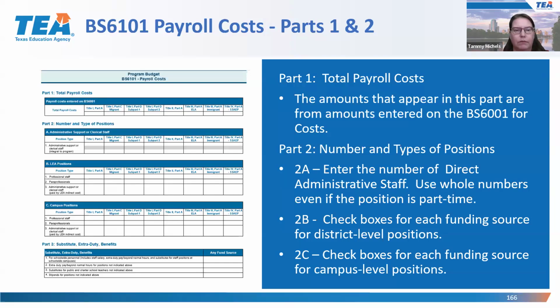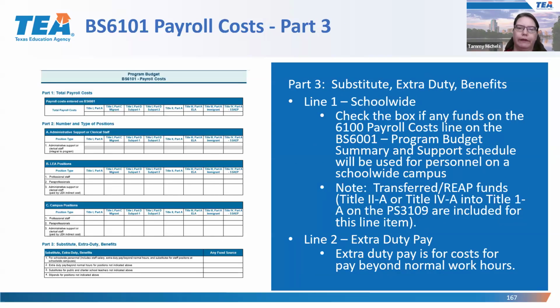And then we'll want to talk about payroll costs, part 3 on the next schedule, as this is our most frequently negotiated item. First, we're going to look at part 3, line 1, and this is for school-wide personnel, and it applies to payroll costs for school-wide campuses.